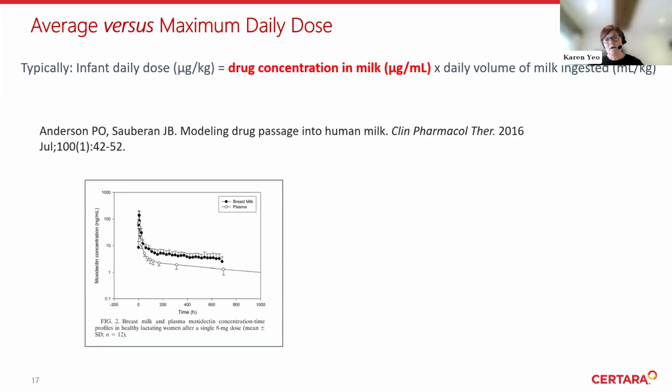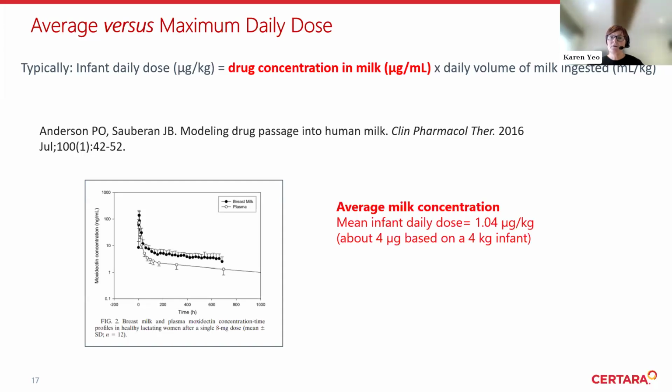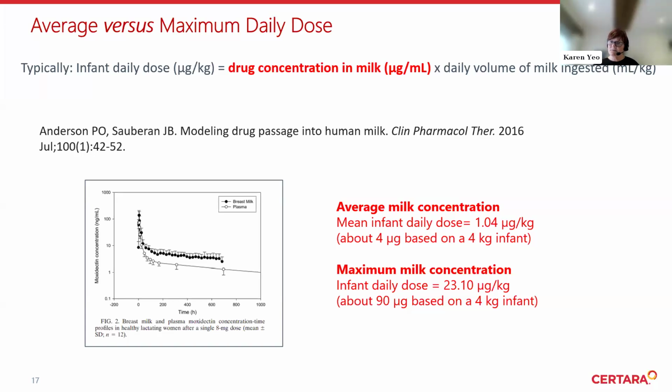If we look at the moxidectin example, you can see that with the average milk concentration, we end up with a mean infant daily dose of about 1.1 micrograms per kg. But if we use the maximum milk concentration, then we're using an infant daily dose of about 23 micrograms per kg. So they're going to give you very, very different answers depending on which one you actually use.